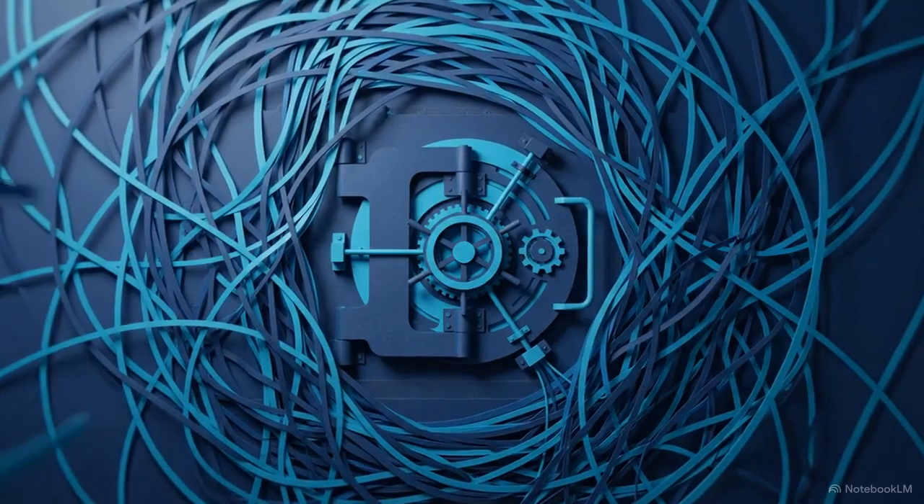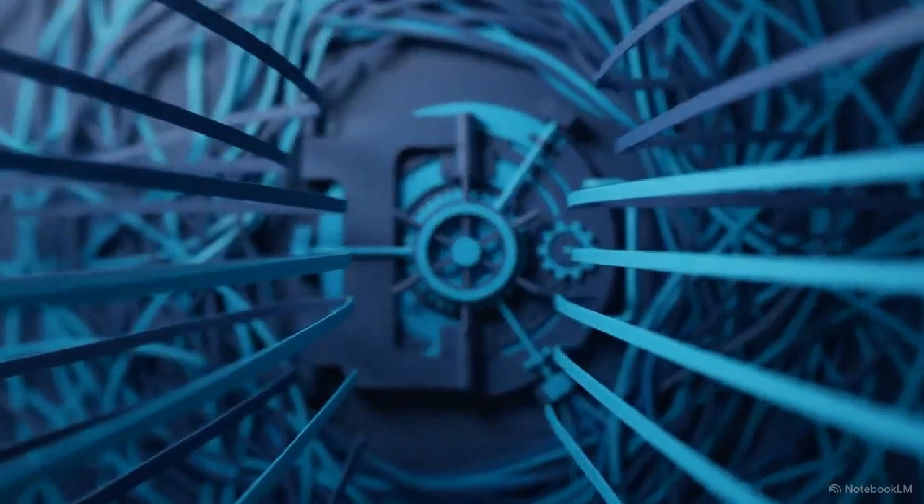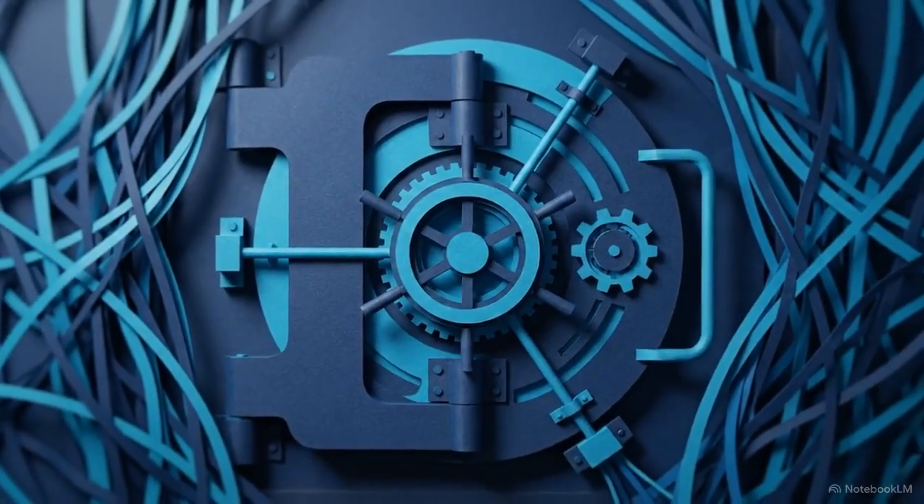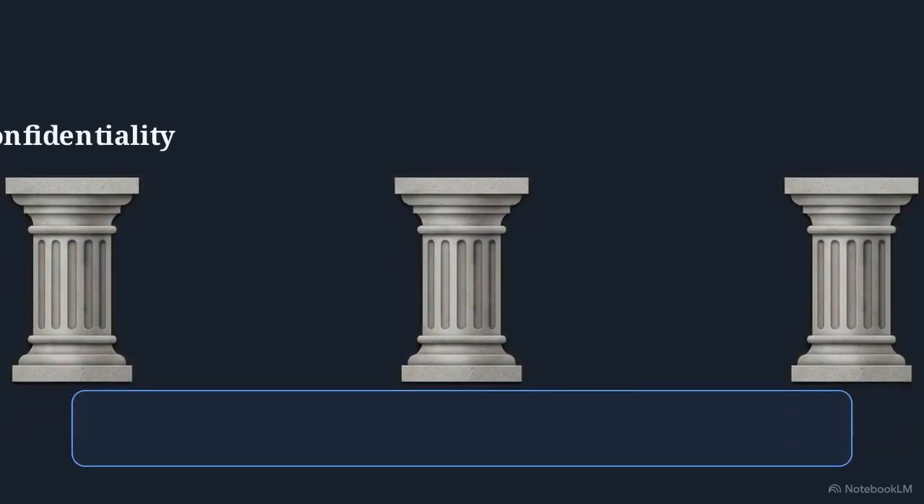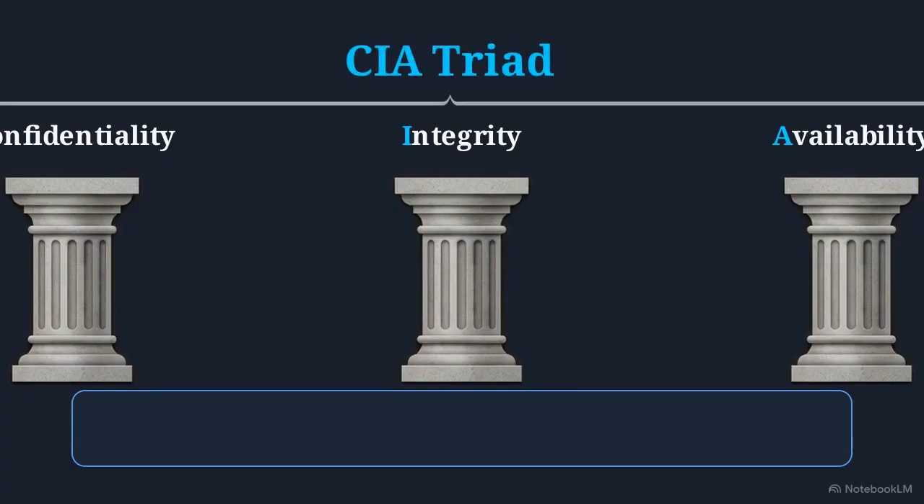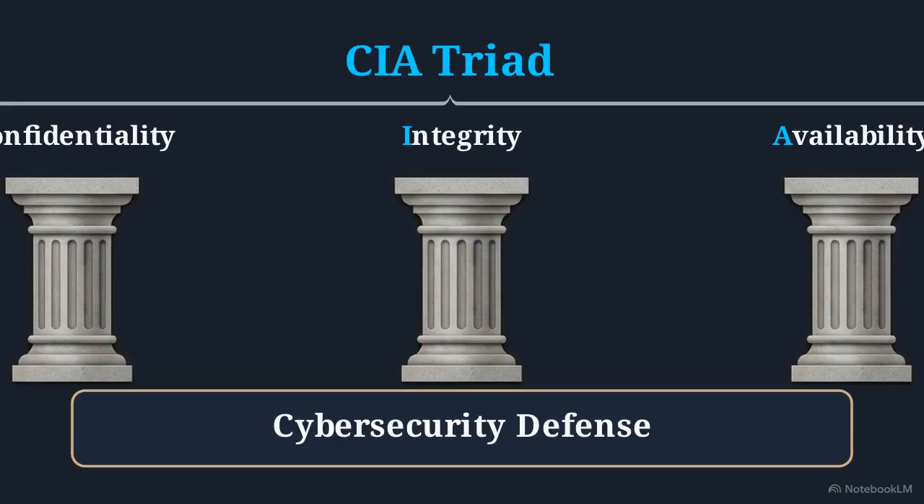Every application we use daily, from social media to banking, operates as a digital vault holding our most sensitive personal information. Protecting that information relies on three foundational goals: confidentiality, integrity, and availability. This is known as the CIA triad, and it forms the basis of all cybersecurity defense.